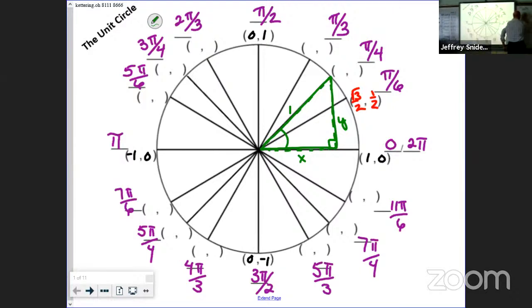So what was that? Well, in the 45, 45, 90s, this was the rule you guys had. That was it. Okay? So I have given you this. I have told you that x times radical 2 is equal to 1. That's what you know right now. This equals 1.